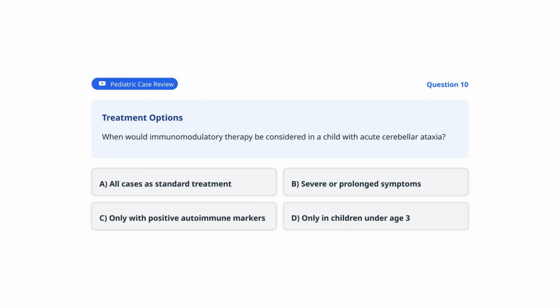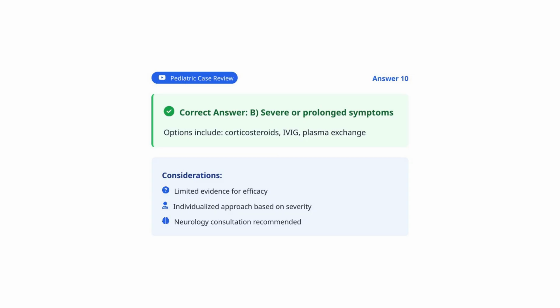Immunomodulatory treatments like steroids or IVIG are generally reserved for severe or prolonged cases, not as first-line therapy. When would immunomodulatory therapy be considered in a child with acute cerebellar ataxia? Is it A. All cases as standard treatment, B. Severe or prolonged symptoms, C. Only with positive autoimmune markers, or D. Only in children under age 3? The correct answer is B.